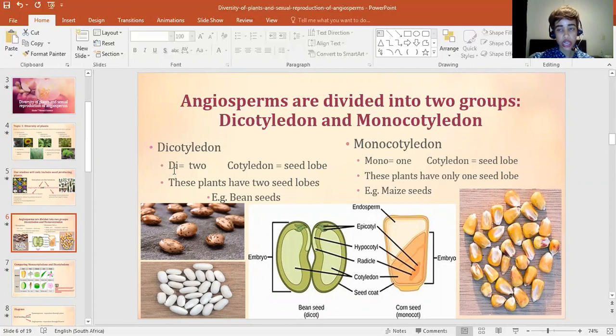Now, the word di means 2 and the word mono means 1. So dicotyledonous plants have got 2 seed lobes, as you can see there. These seed lobes provide nourishment for the growing embryo or the baby plant, as we can call it, that is enclosed in the seed. The bean plants that we were growing at school for our practical are examples of dicotyledonous plants. Monocotyledonous plants, an example of those are maize seeds.